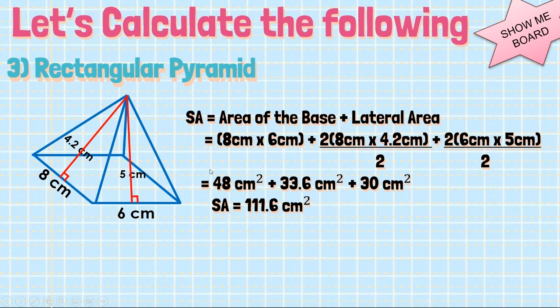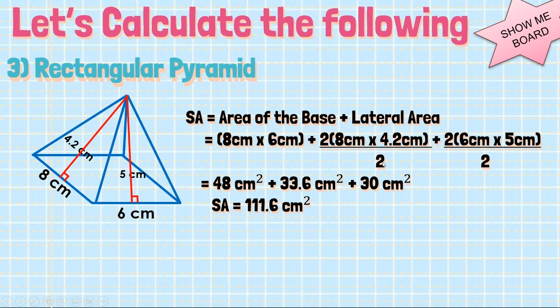So the area of the base: multiply 8 times 6, length times width, the answer is 48 square centimeters, plus the lateral area. We have two triangular lateral faces, with dimensions of 8 centimeters by 4.2 centimeters. This should be the triangular lateral face, and then the other one is at the back.